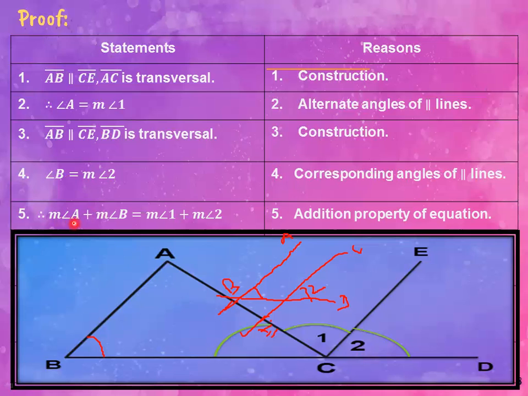So the measurement of angle A plus the measurement of angle B is equal to the measurement of angle 1 plus the measurement of angle 2. So this is the addition property of equation that we have learned in our previous slides. Addition property of equation. Understand? Clear? Now I'm going to move on to the next point.